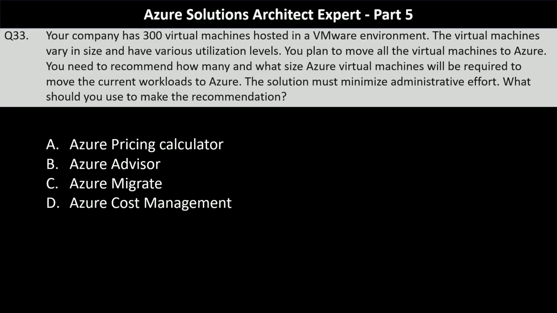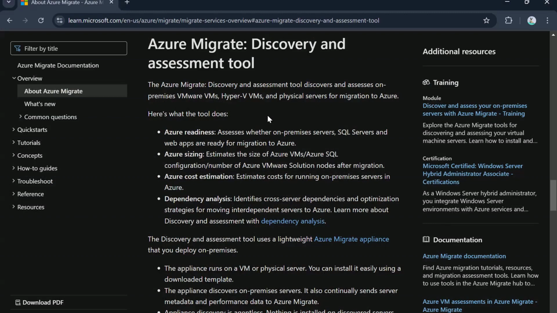Folks, Azure Migrate will be best suited for this use case. Let's head to MS documentation to understand this in more detail. So folks, let's go through the discovery and assessment tool, which is part of Azure Migrate, as that will help us in answering why we have chosen Azure Migrate as the correct choice in this case. The Azure Migrate Discovery and Assessment tool discovers and assesses on-premise VMware VMs, Hyper-V VMs, and physical servers for migration to Azure. Here's what the tool does.